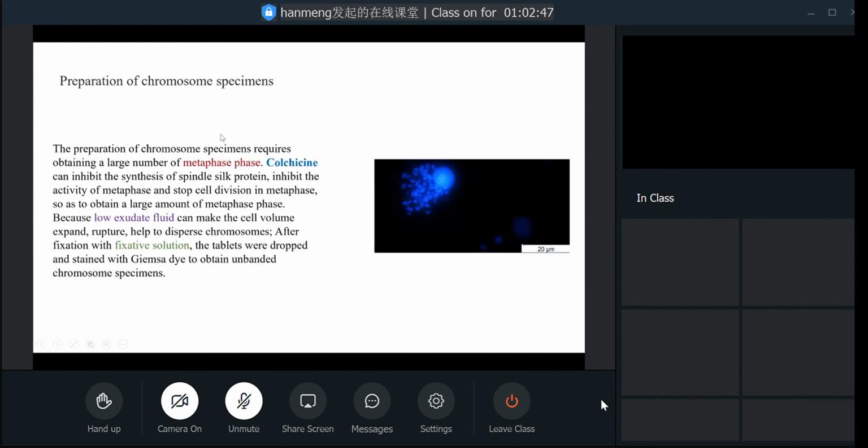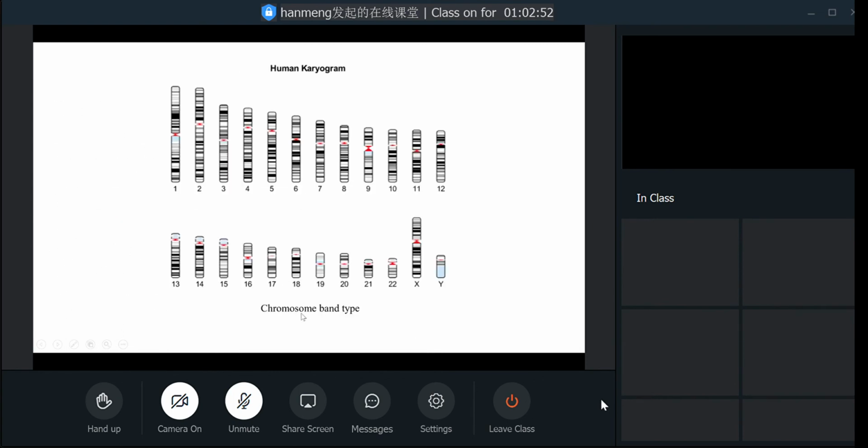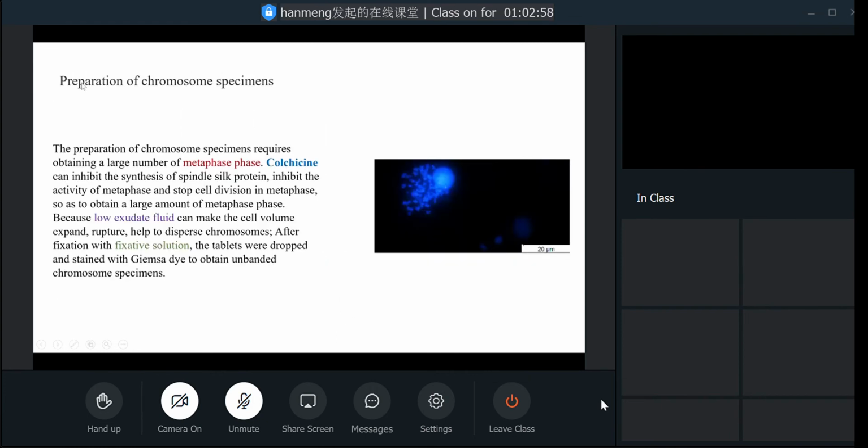So, if we want to get a chromosome band, first we will get the chromosome specimens. The preparation of chromosome specimens requires obtaining a large number of metaphases, because during the metaphase, the chromosome has the best state for us to observe.